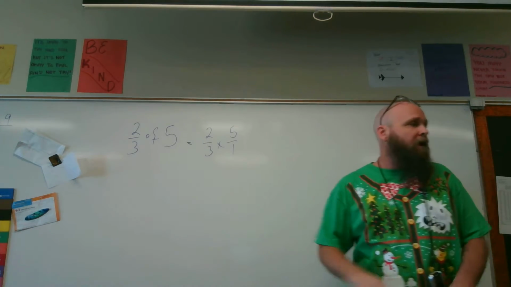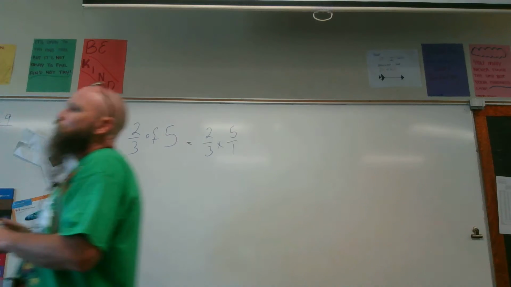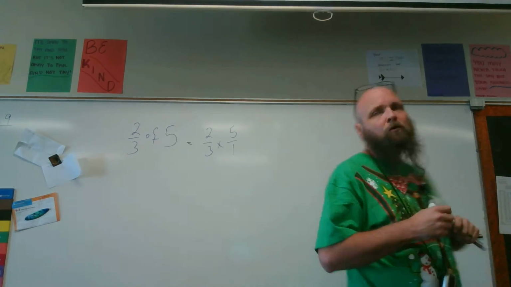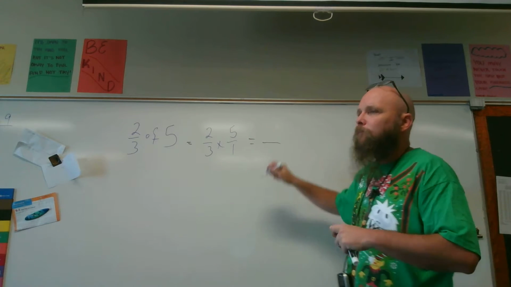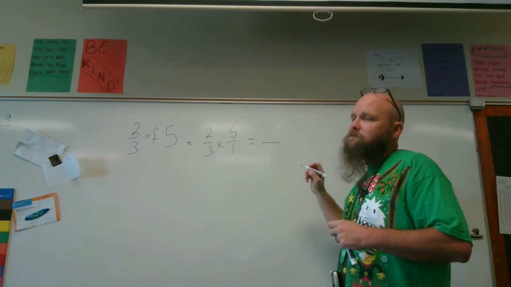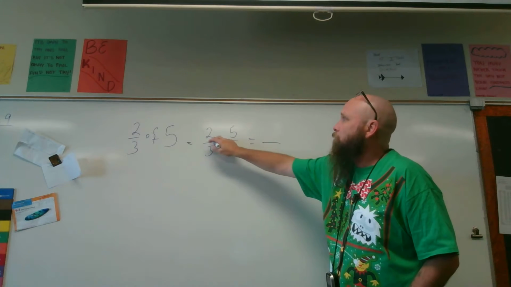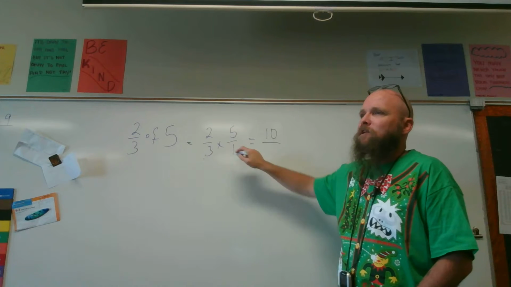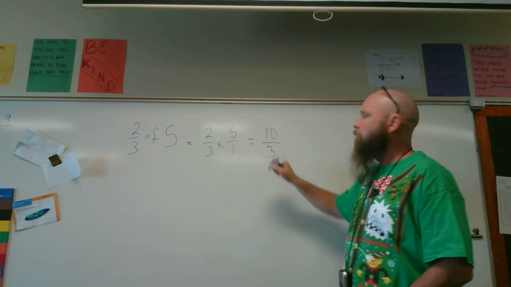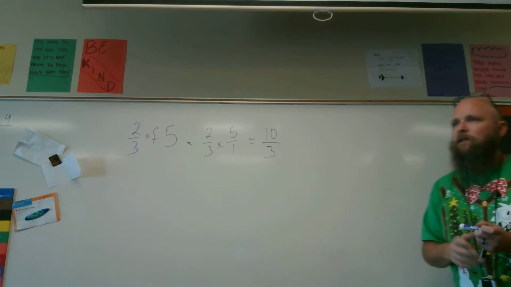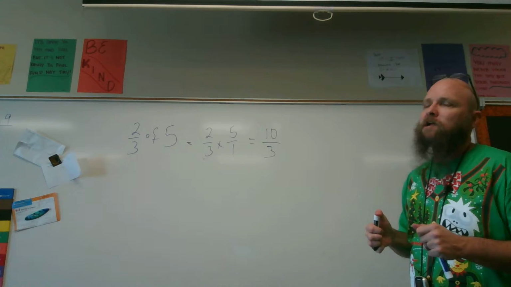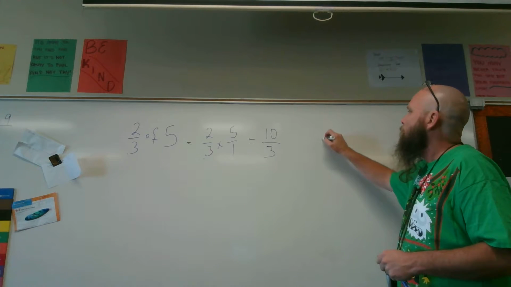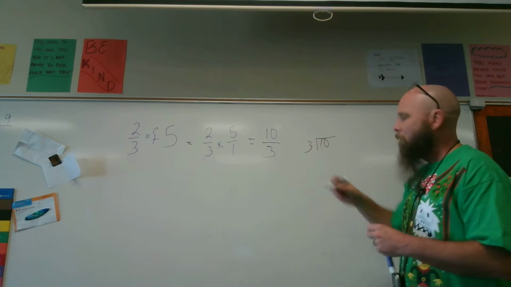All right, so then, as I've said, multiply numerator times numerator. Kayla, numerator times numerator. So what's my new numerator? 2 times 5 is 10. Denominator times denominator? 3. What kind of fraction is that, Kayla? Improper. How do I fix an improper fraction, Kayla? Good. I divide my numerator divided by my denominator.